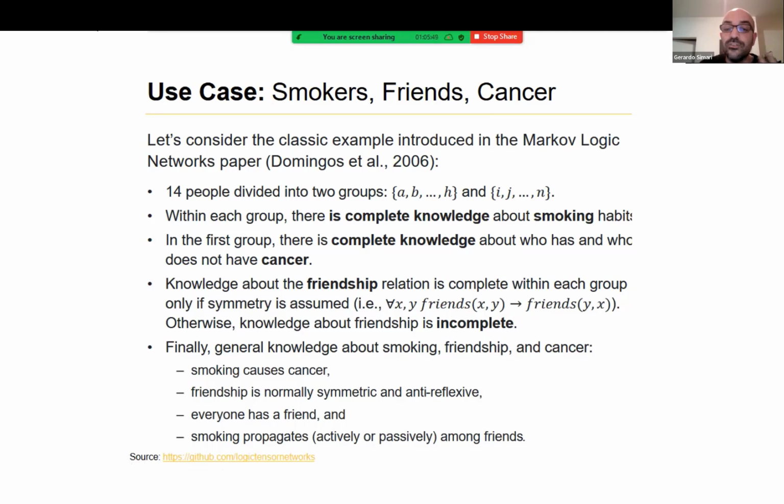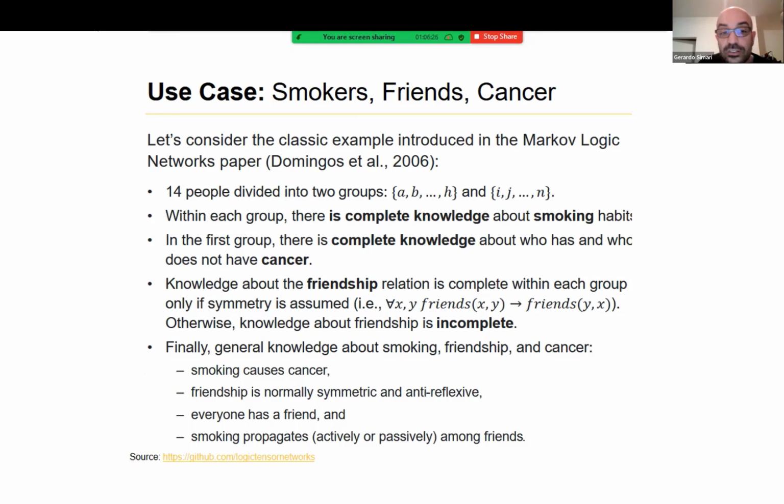There's complete knowledge about their smoking habits, and there is complete knowledge in the first group about who has and who does not have cancer. And knowledge about the friendship relation is complete within each group, but assuming symmetry. So if X, Y means that also Y, X are friends, otherwise the friendship is incomplete. And then we have another set of formulas encoding knowledge about smoking, friendship, and this disease.